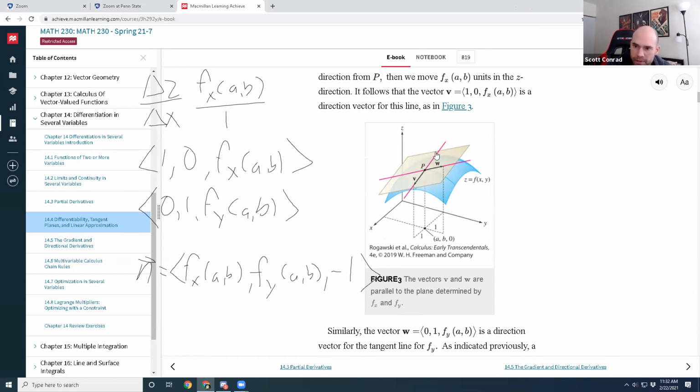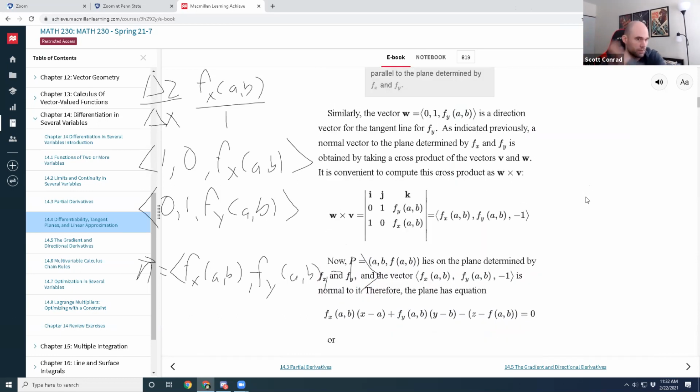All right, so here's our tangent plane. These are the tangent lines to our traces, x equals a, y equals b. We found those slopes, we found the directions, took the cross product, and we got this as a normal vector.